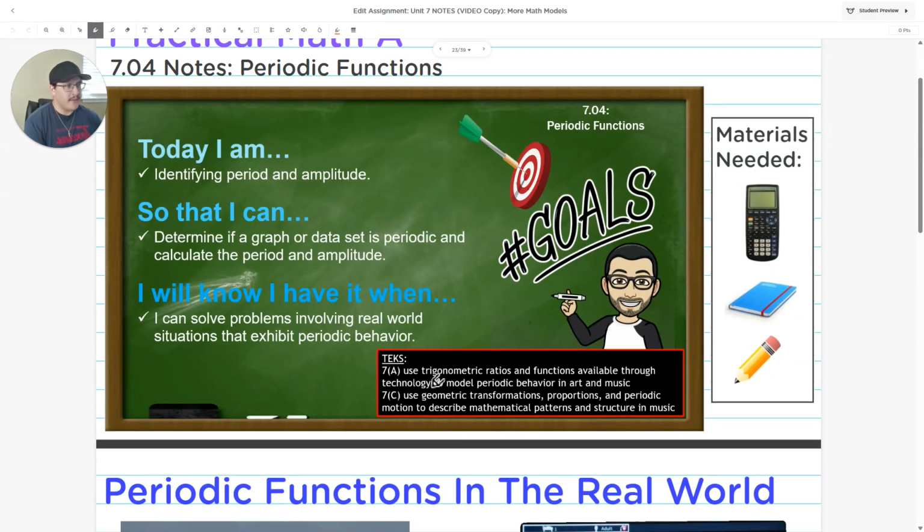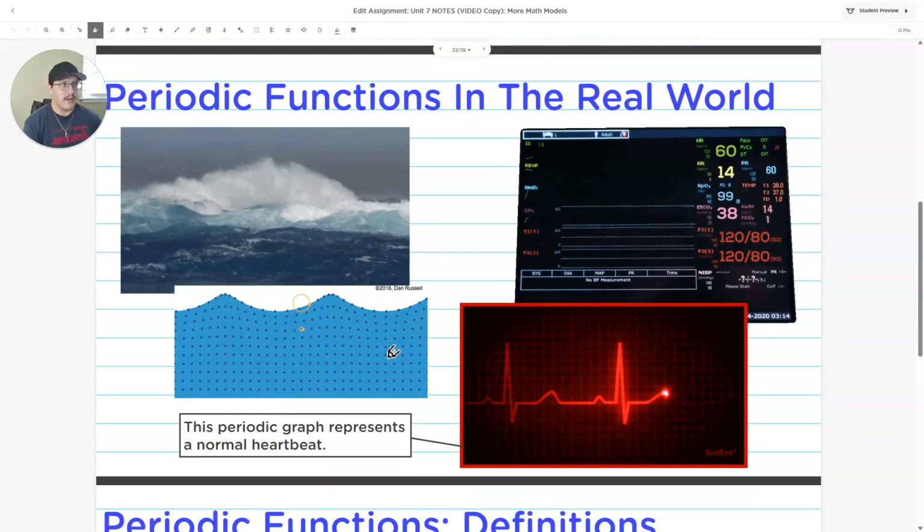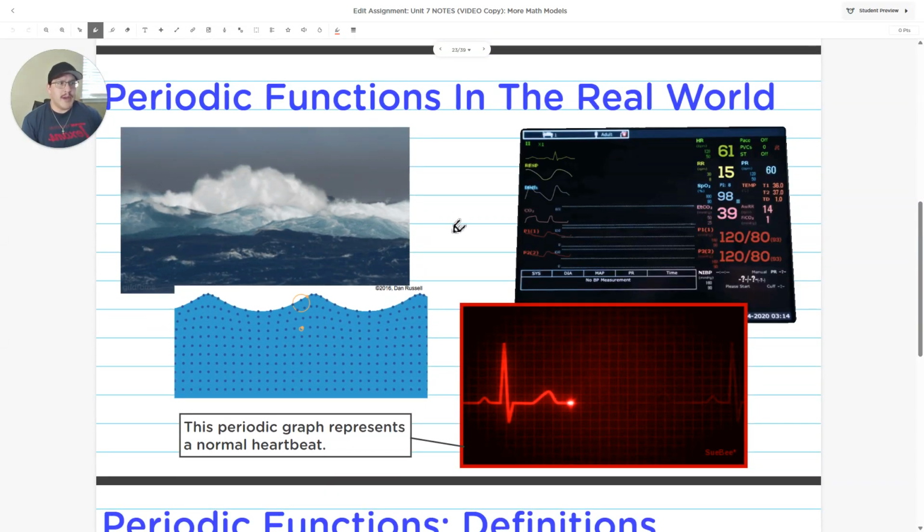Specific TEKS we're looking at for today's lesson is 7a, use trigonometric ratios and functions available through technology to model periodic behavior in art and music, and 7c, use geometric transformations, proportions, and periodic motion to describe mathematical patterns and structure in music. What is a periodic function?